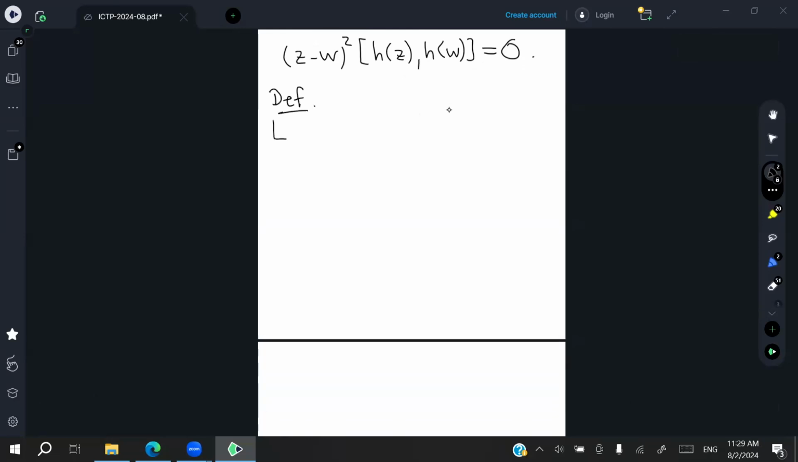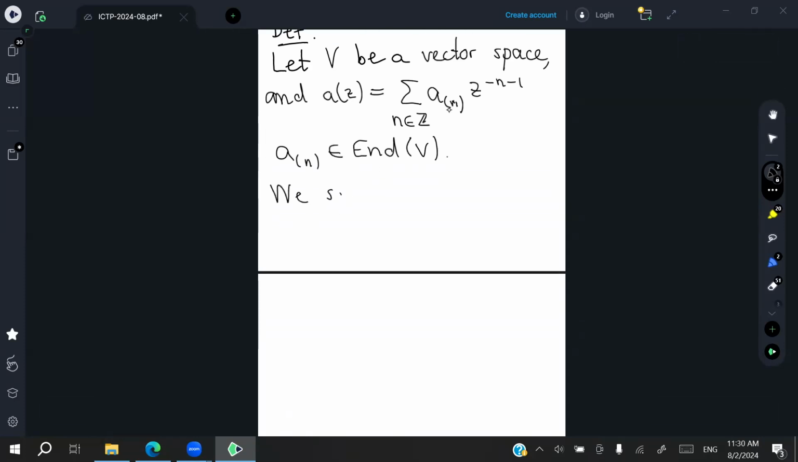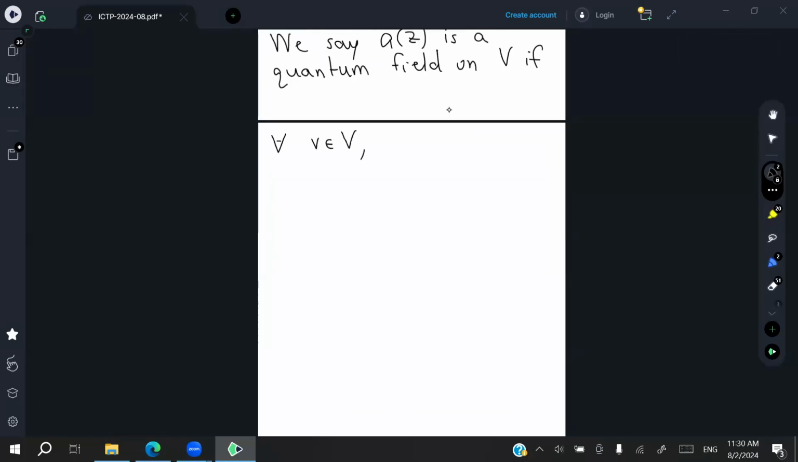Actually, before that, let me say, let V be a vector space, and A(z) be a formal power series where these coefficients a_n are endomorphisms of V. So we say A(z) is a quantum field on V if for every vector v in V, there exists N such that a_n v equals 0 for all n greater than or equal to N. Okay.